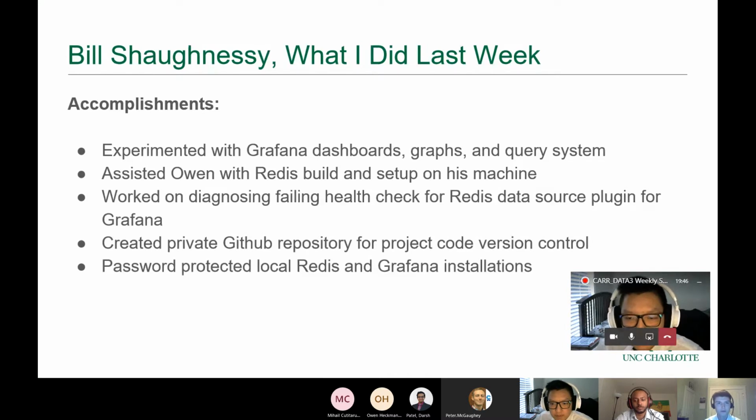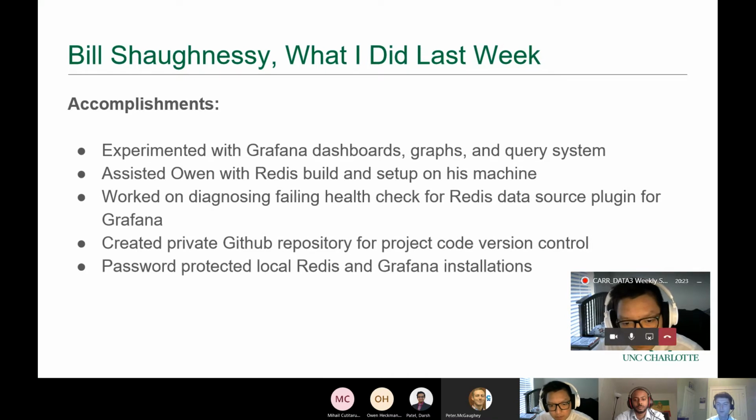All right, so last week I experimented with the Grafana dashboards and some graphs on it, and was able to mess around with the query system a bit, to try and get some understanding of how we're going to make the graphs. I helped Owen get his Redis build set up on his machine because I ran into a lot of the same issues that he had. And I've been working on diagnosing that failing plugin health check for the Redis data source. I created a private repo on GitHub so we can dump all our code in there and keep track of all the changes that we're making.